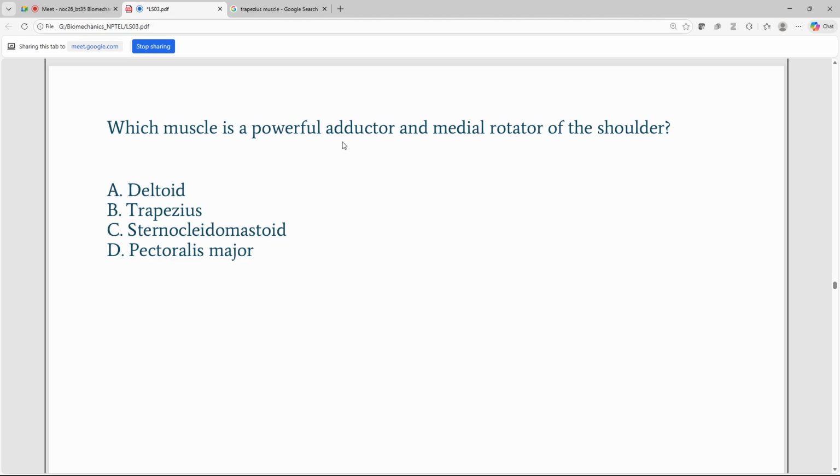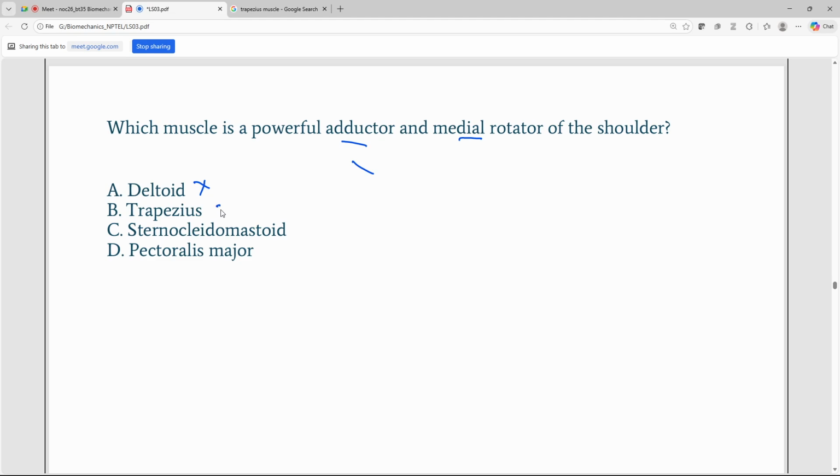So the question is about adduction, that is bringing closer to the body. Which muscle is helping to bring your arms or upper limbs closer to the body? And also medial rotation. Medial is also towards the midline of the body. So you can easily eliminate deltoid, because we have already discussed that the deltoid is raising the hands, or abduction.